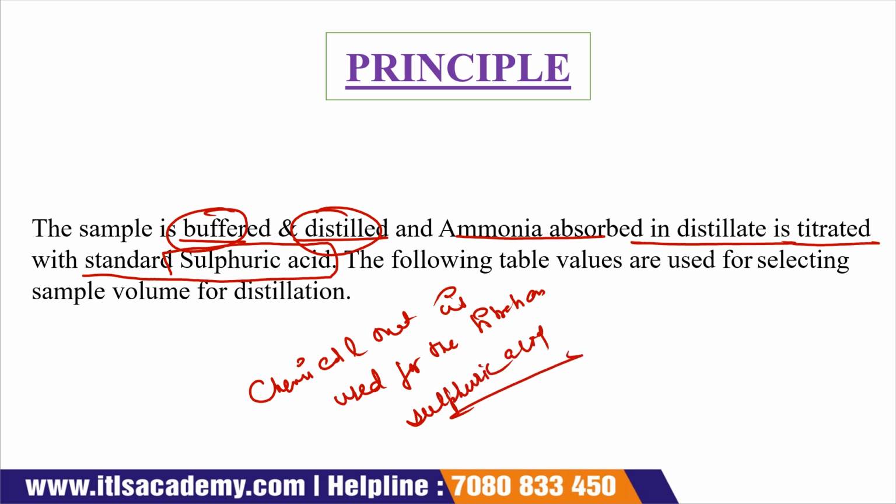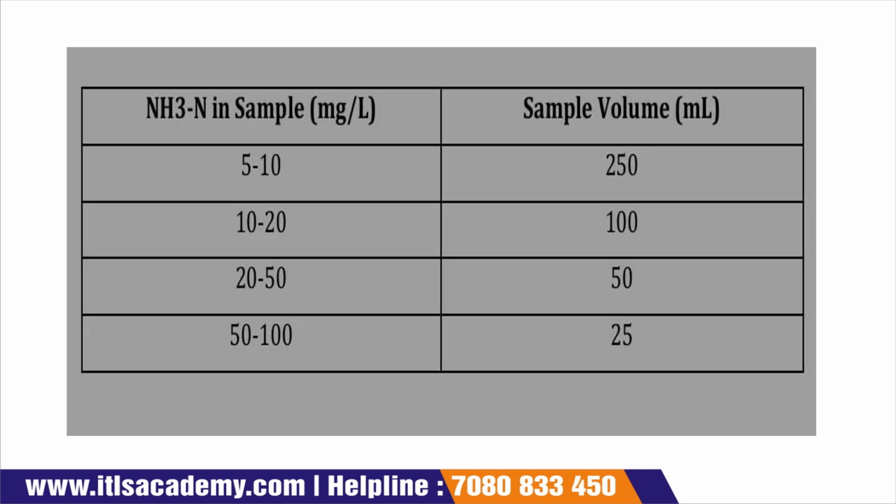Okay, so the following table values are used for selecting the sample volume for the distillation. Now we are going to discuss the particular table in which there are different values, based on selecting the sample volume for the distillation. So this is about the principle of today's experiment. Now come to the next slide.